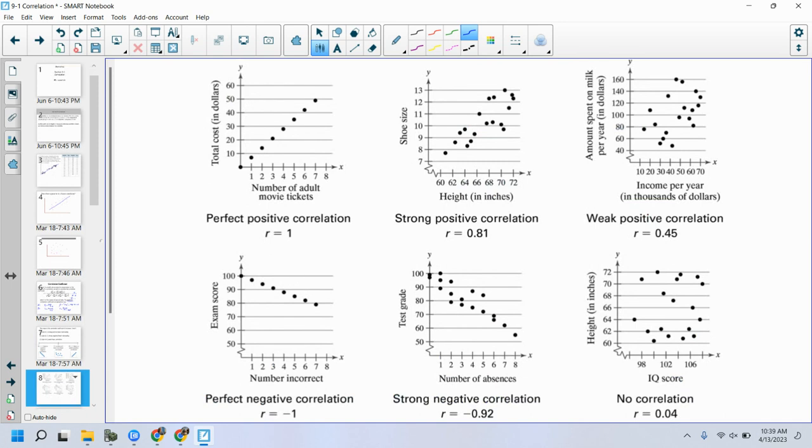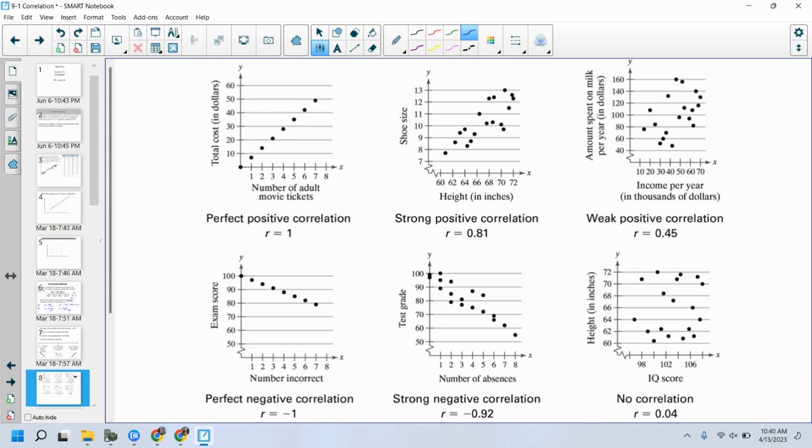Our first example is the number of adult movie tickets as it compares to total cost. Should there be any variation? If there is, then that's a shifty movie theater, right? So number of adult movie tickets and total cost should be a perfect positive relationship. As I increase my X value, the amount of tickets purchased, the total amount I need to pay is going to increase at a linear rate. Perfect linear relationship. Perfect positive relationship, I should say. Okay, height in inches and shoe size.